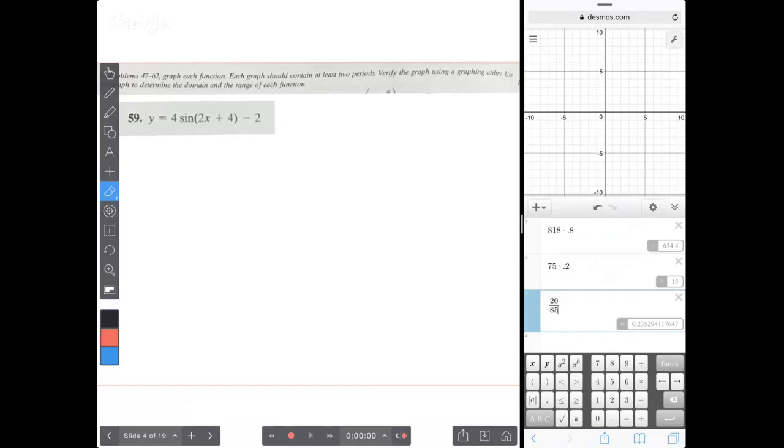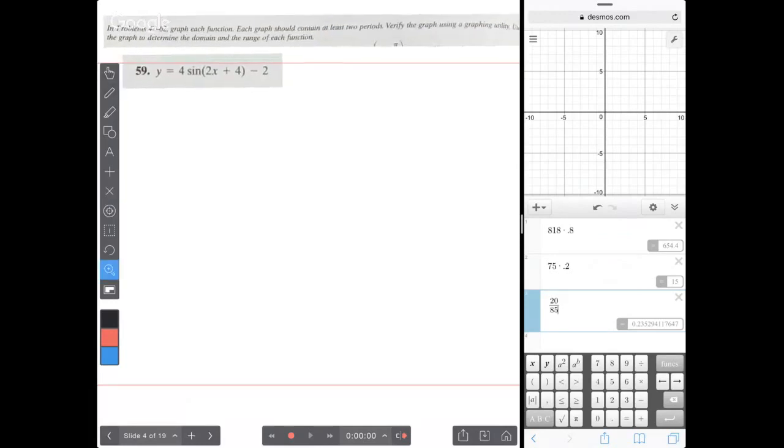Okay, so I'm graphing the function 4 sine of 2x plus 4, minus 2. I've got an amplitude shift, I've got a period shift, looks like I have a phase shift, and I have a vertical translation.